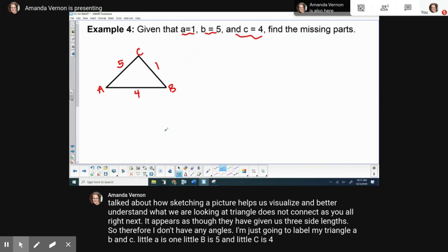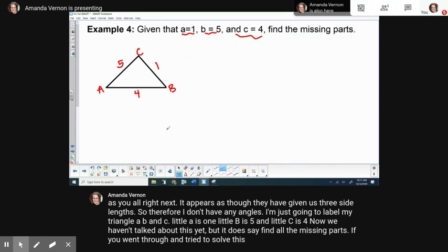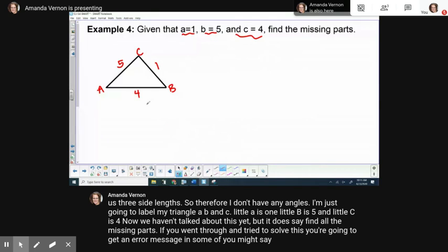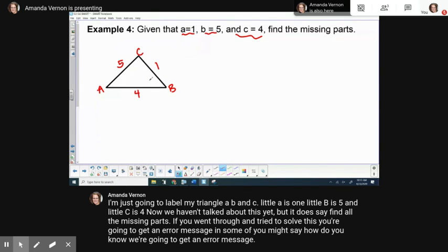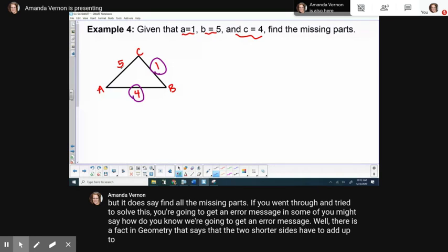Now, we haven't talked about this yet, but it does say to find all the missing parts. If you went through and tried to solve this, you're going to get an error message. And some of you might say, well, how do you know we're going to get an error message? Well, there's a fact in geometry that says that the 2 shorter sides have to add up to a value that is larger than the 3rd side. Otherwise, a triangle cannot be formed.